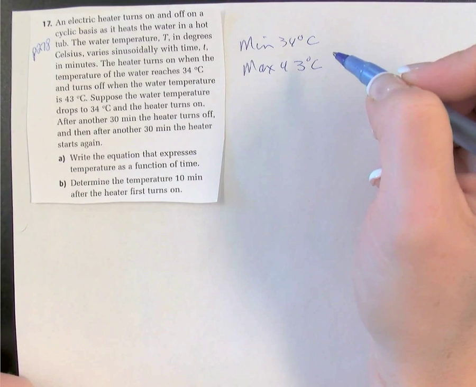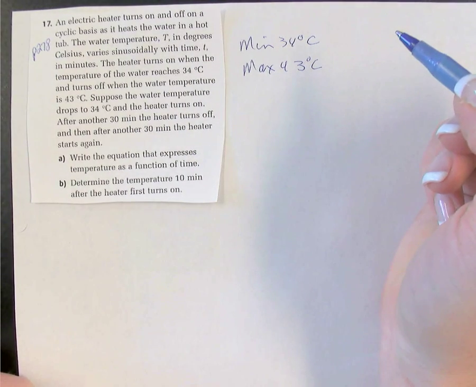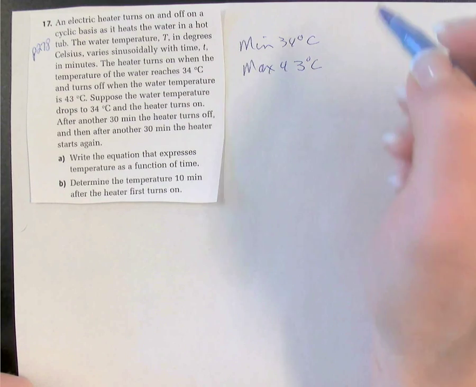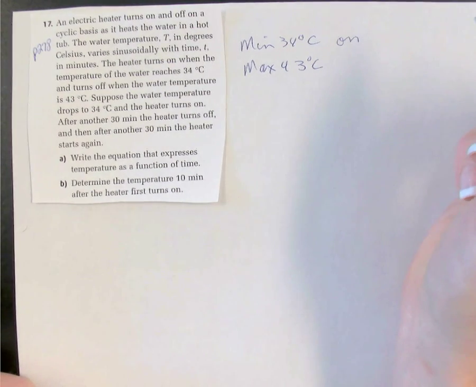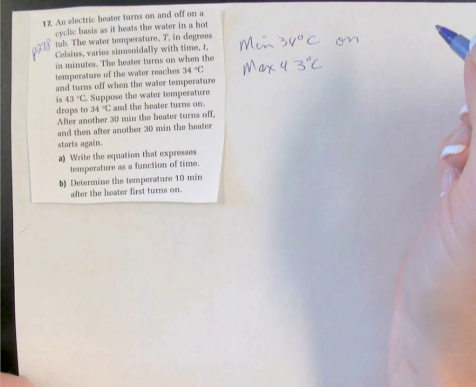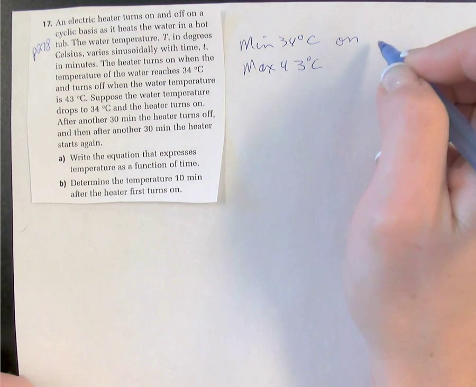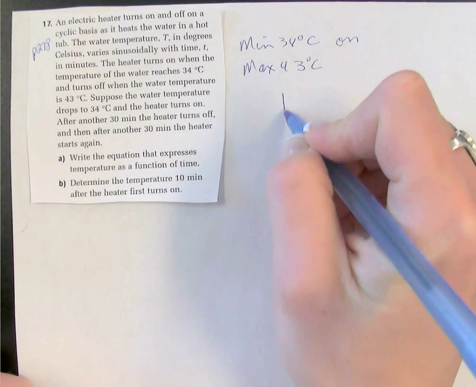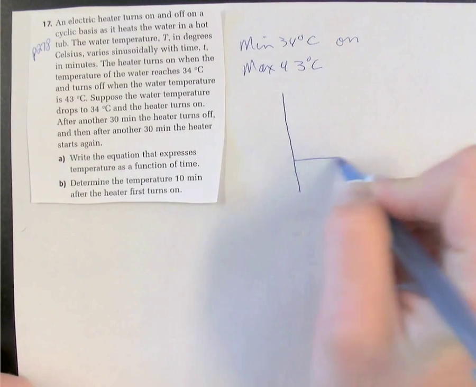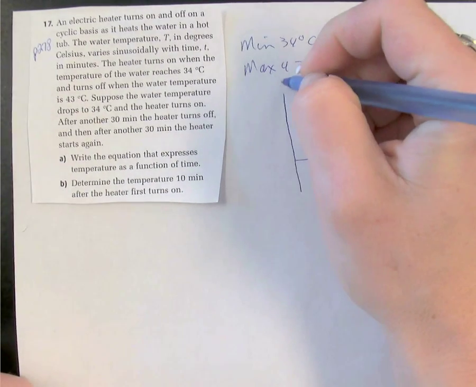Suppose the water temperature drops to 34 degrees Celsius and the heater turns on. So we're going to say on there. After another 30 minutes, the heater turns off. And then after another 30 minutes, the heater starts again. So it's cycling through 30-minute intervals. Let's draw a visual little graph to see if we can help us with this one.